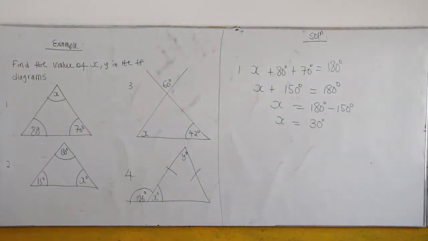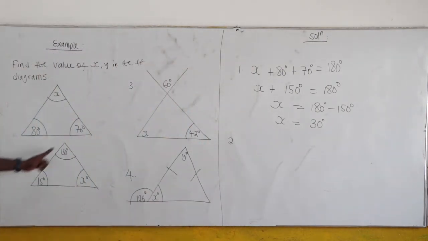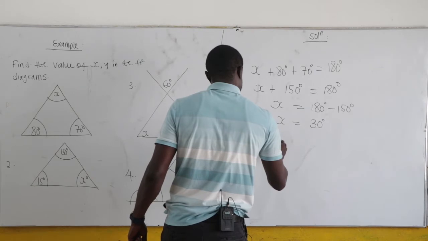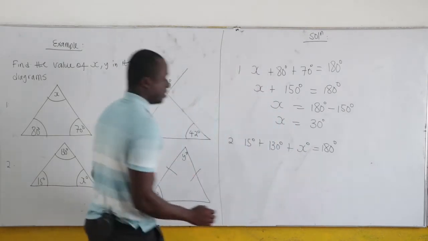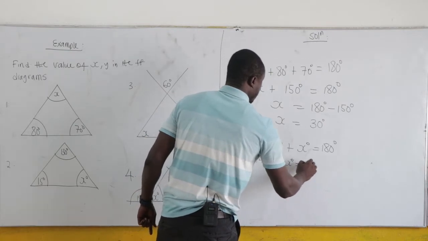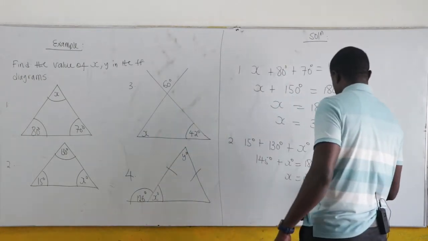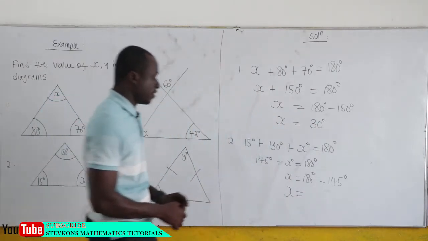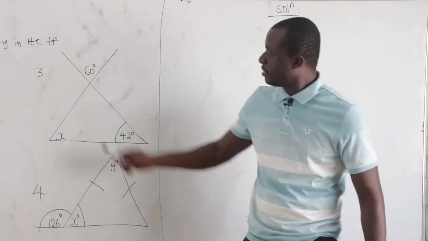Now let's see the second one. We have a triangle. The sum of angles in a triangle is equal to 180 degrees. So we have 15 degrees plus 130 degrees plus x degrees equal to 180 degrees. Now 15 plus 130 is 145 degrees, plus x degrees equal to 180 degrees. So x is equal to 180 degrees minus 145 degrees. And what is 180 minus 145? That is 35 degrees. Now let's see the third question.